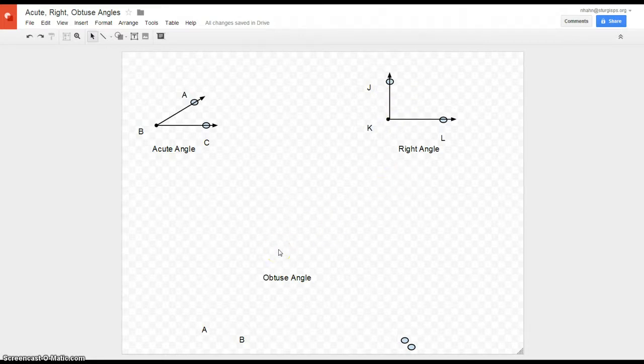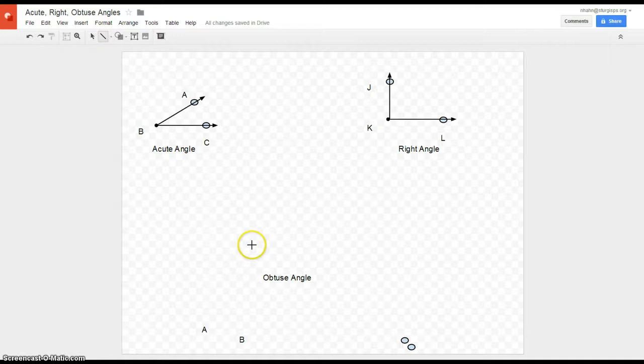The last angle we're going to draw is an obtuse angle, and an obtuse angle is an angle that's greater than 90 degrees. So it's greater than this right angle, so it'll be a bigger space, but it's less than 180 degrees. So 180 degrees would be a ray that comes straight out. So it would look like a straight line, and it'd be all the space in between here. So obtuse angles are larger than 90 degrees, but smaller than 180 degrees. So we're going to draw that right now.